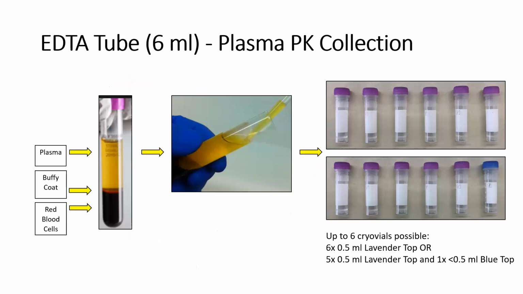Again, this is a schematic of what a plasma tube looks like once it's spun down. You have your plasma on top, your buffy coat layer, and then your red blood cells. And you'll see that you'll be aliquoting the plasma into 1/2 ml aliquots into the lavender top tubes. And again, this is for the plasma PK tube.